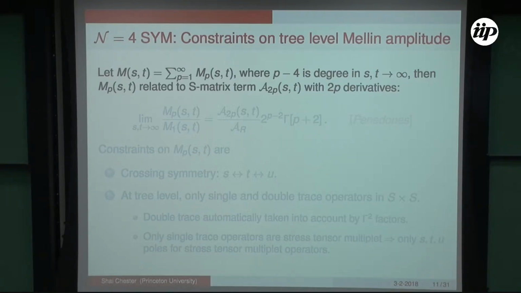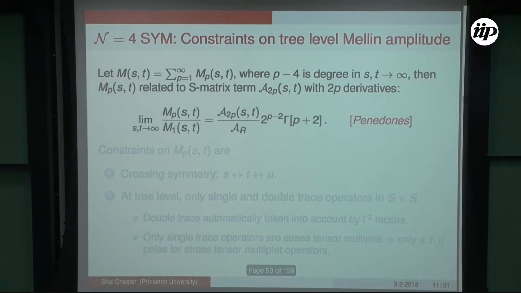For the full Mellin amplitude, which is the transform of this t, we're going to write it as a sum over these M_p, where I define M_p such that they are degree p minus 4 when I make s and t go to infinity. The reason I'm doing minus 4, which can be a little confusing, is because I'm looking at the reduced amplitude. If I had been looking at the full amplitude, the one which has R symmetry indices, then this would be degree p. So that's the explanation for this notation.